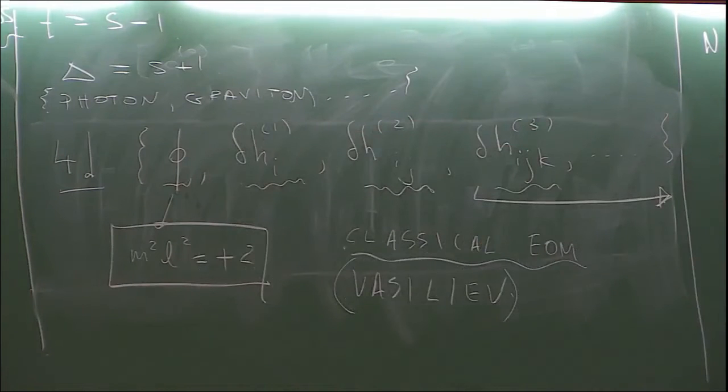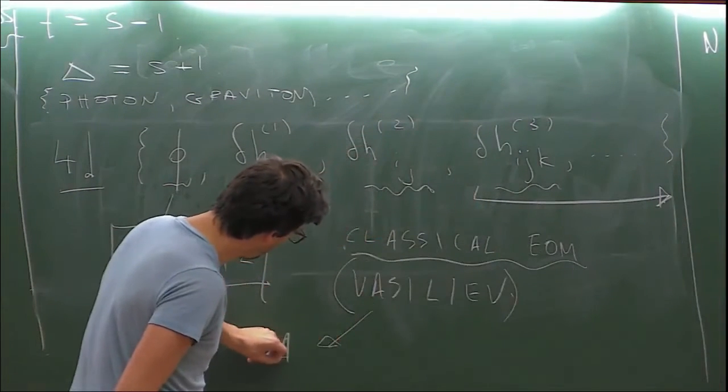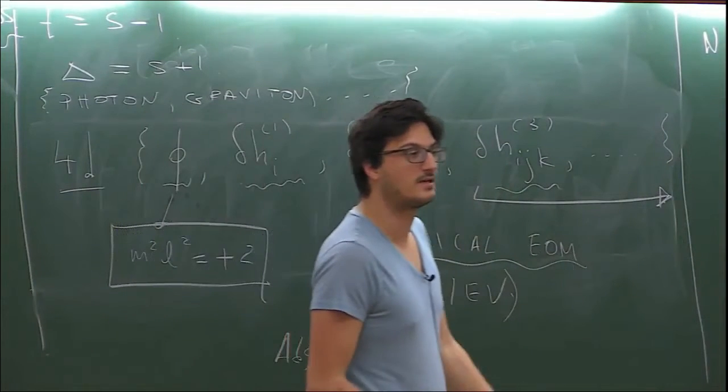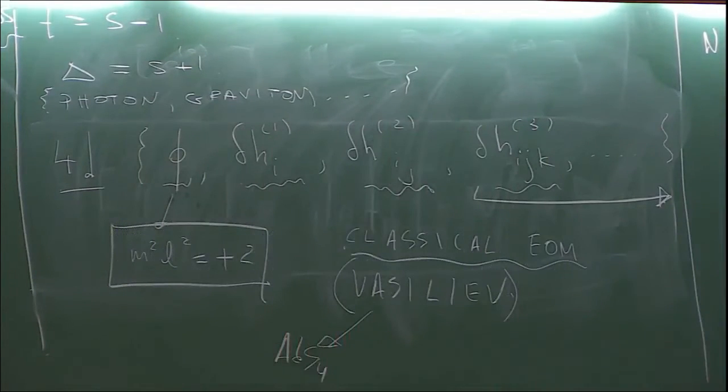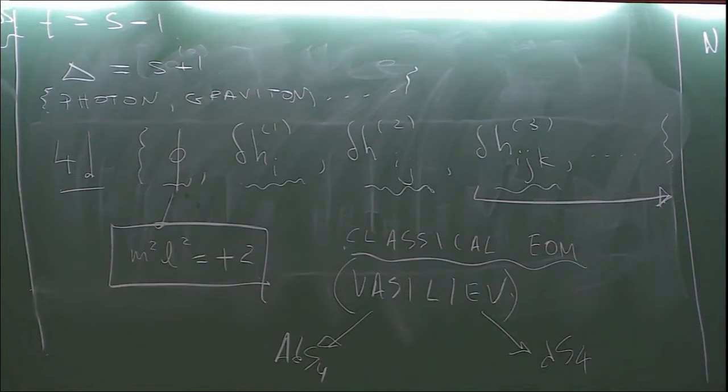higher spin massless waves. And the nice thing about these theories is that there exist Vasiliev theories that have a classical vacuum, which is anti-de Sitter space, but there also exist theories in Vasiliev that have classical four-dimensional de Sitter vacua.